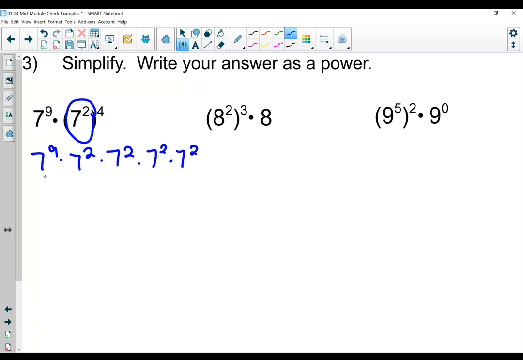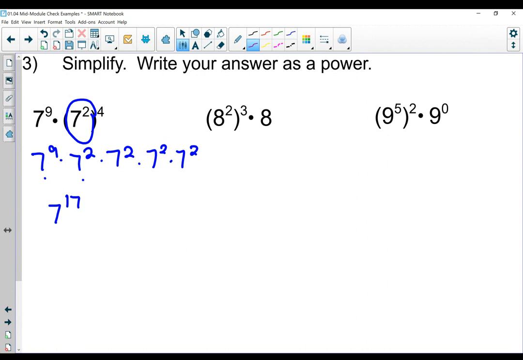So this means I have 9 factors of 7 and then 2 more and 2 more and 2 more and 2 more. So I can add up all those exponents. So let's see. 2, 4, 6, 8 plus 9 is 17. So I'll have 7 to the 17th power.